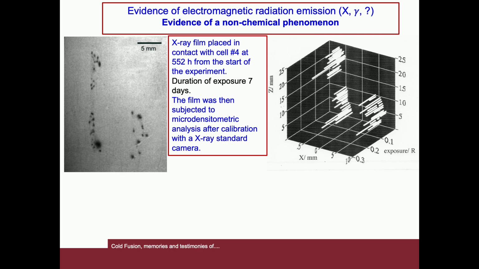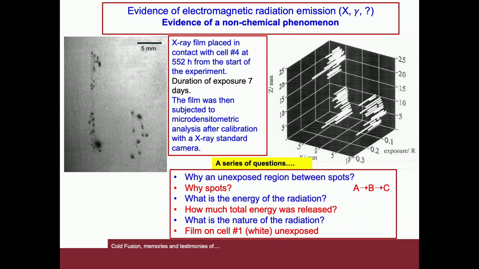The film was then analyzed by microdensitometry after calibration with a standard X-ray camera. The three-dimensional representation of this film shows practically what appears on the film on the ZX plane, while the exposure value is shown on the Y-axis. In other words, this is the blackening intensity of individual spots.